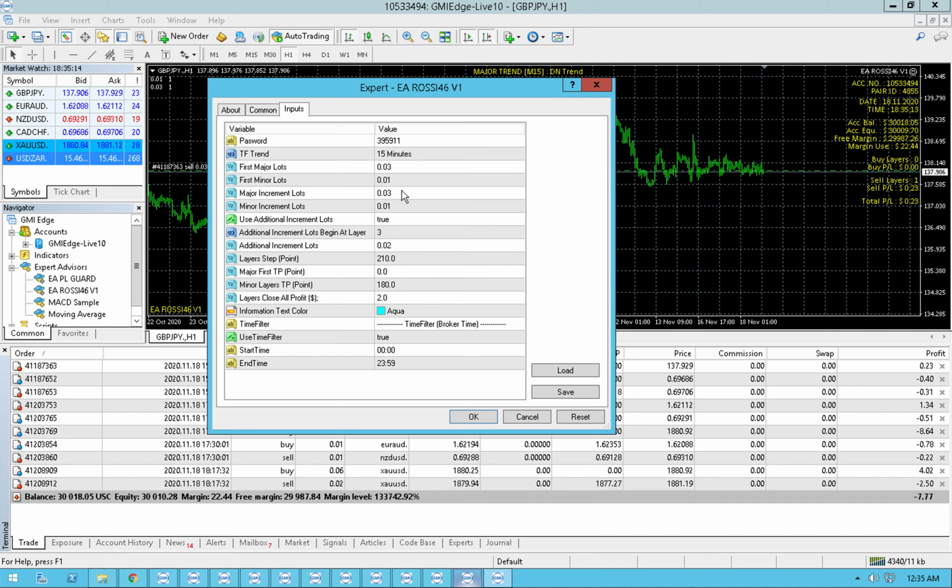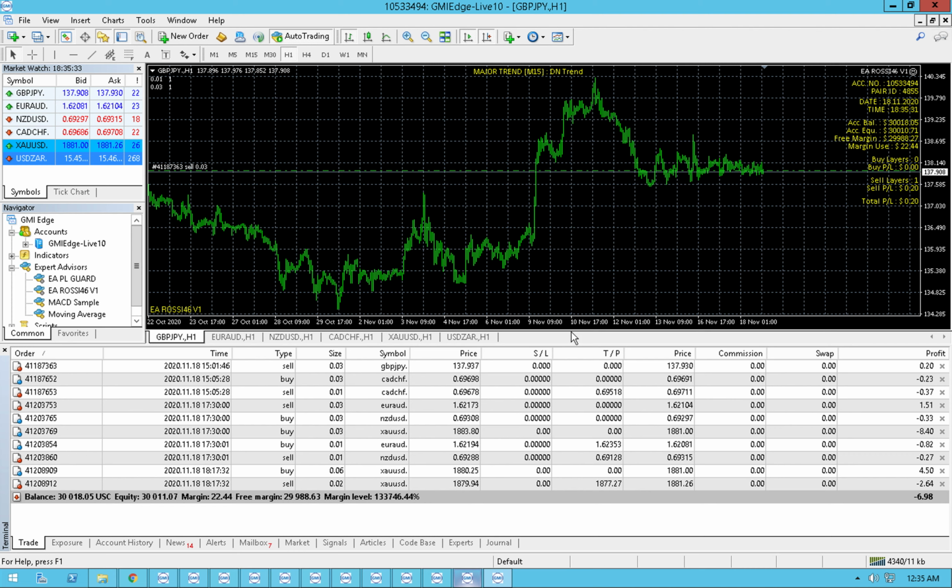You can set the lot size based on the next layer. The first layer, maybe it will open 0.03 and 0.01. The next layer will become 0.06 and 0.01. Of course it will look like it is going to become bigger and bigger and risk the account, but you don't have to worry, because this is why we use a cent account. A cent account is the safest account to use with an EA. Any expert advisor using a cent account, usually you don't have to worry much.